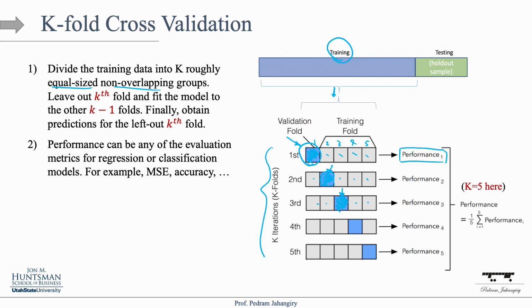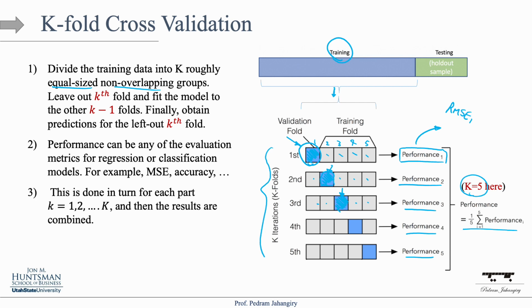At each fold, at each iteration, we're going to report the performance of the model. And finally, we're going to combine these performances by taking a simple average, for example. So here, k is equal to 5. We take the average of, let's say, 5 RMSEs, if it is regression, RMSE1, and etc. And this is going to be our cross-validated RMSE.